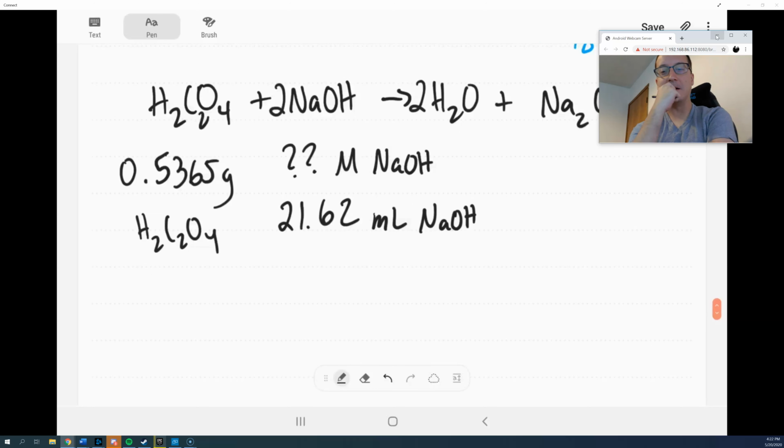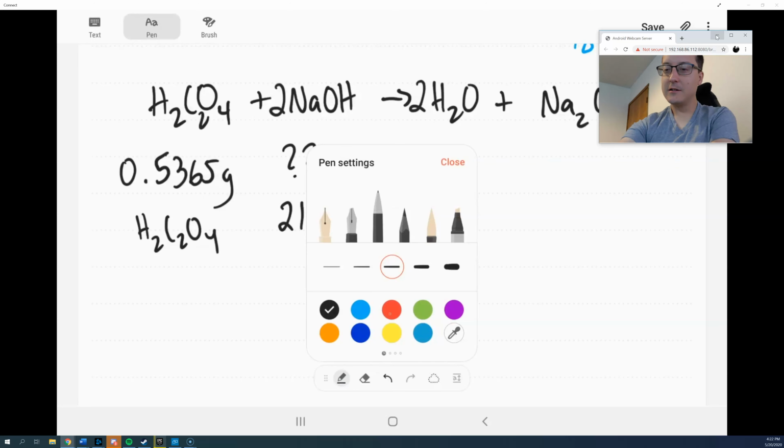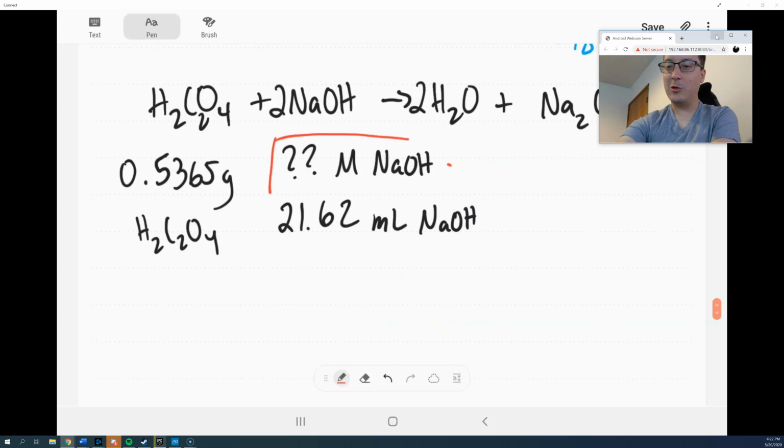Okay, at least on this part, we know what we're looking for. This is what we're looking for. From these numbers here, which one can we get moles from? Yeah, we can get moles from our oxalic acid, so let's go ahead and start with that.